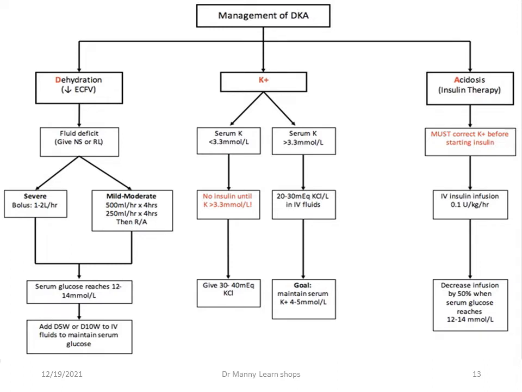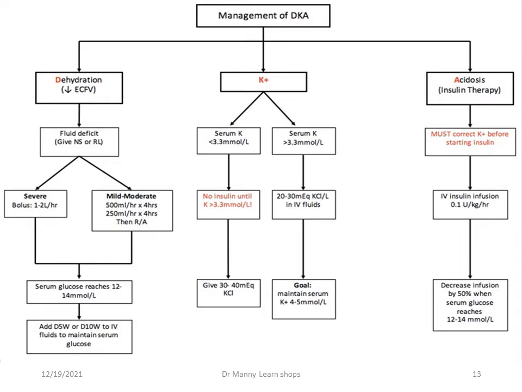When it comes to dehydration, you correct the fluid deficit according to the medical orders. What you see in front of you is just one example. Severe, replace 1 to 2 litres per hour. Mild and moderate, 500 to 250 mils over a 4-hour period. Then review. You always monitor the serum glucose, and when it gets to about 12 to 14 millimoles per litre, then the patient is considered to be potentially stable. It depends on what caused the problem as well.